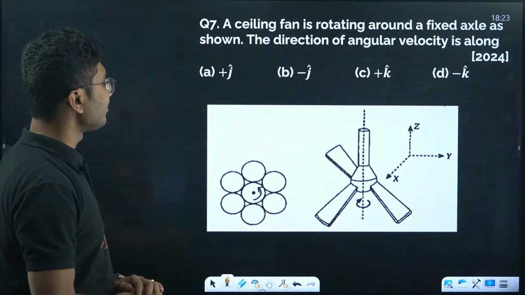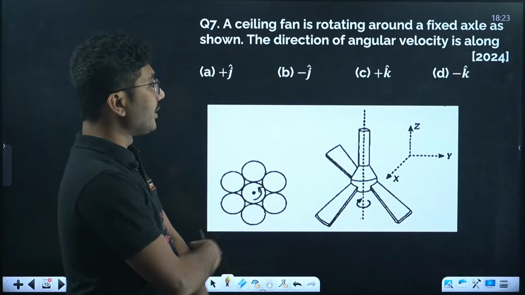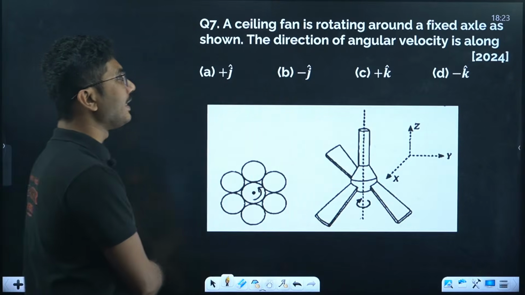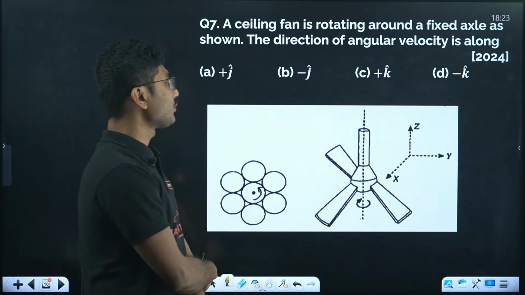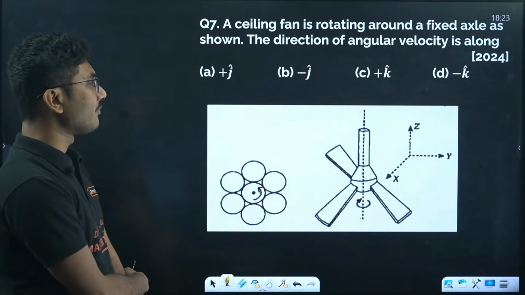Now let's move on to the next question. 2024: a ceiling fan is rotating around a fixed axle as shown. The direction of the angular velocity is along.